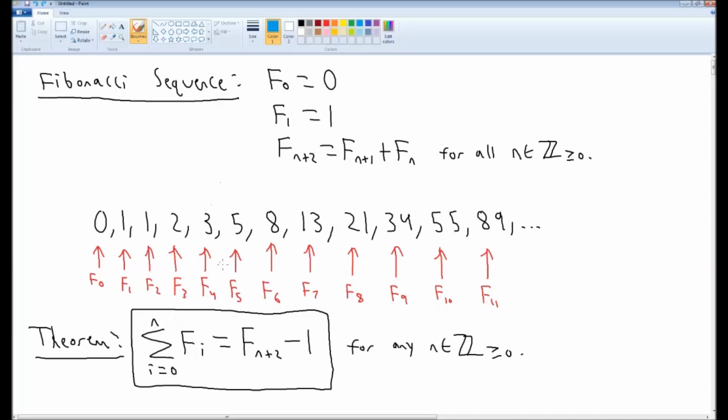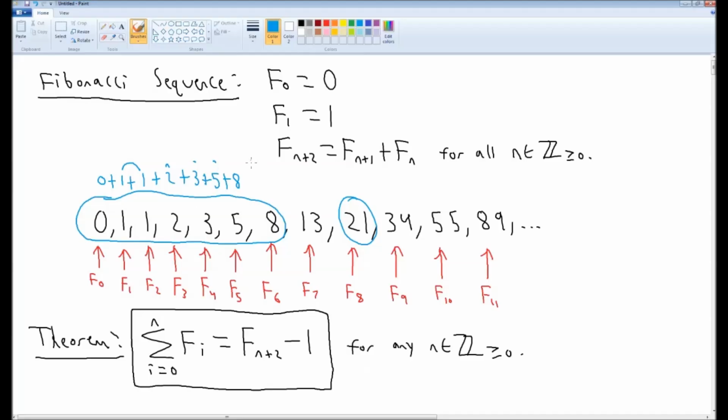This sequence has a ton of cool properties, but here's one of them that you probably didn't know about. If you add up the first so many terms of the sequence, it's always going to be one less than the term that appears two ahead. So like if we add all these numbers, 0 plus 1 plus 1 plus 2 plus 3 plus 5 plus 8, what do we get? That's 2 plus 4 plus 3 is 7 plus 5 is 12 plus 8, that's 20. So this comes out to be 20. And look, 20 is one less than 21. And so this always works.